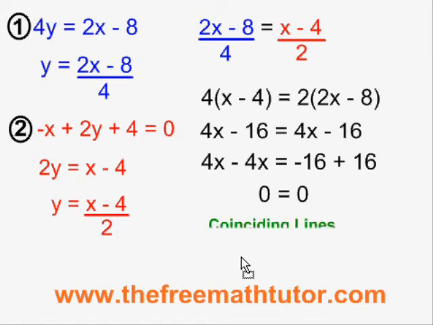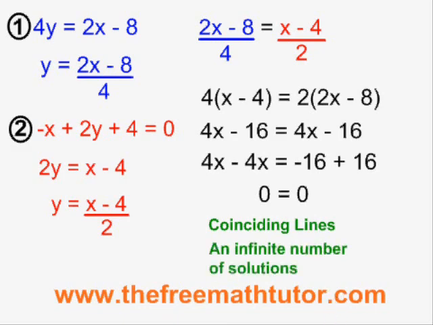And because coinciding lines share all of their points in common, and lines extend to infinity in either direction, the answer to the system of these two equations is an infinite number of solutions. They hold all of their points in common, so there are an infinite number of correct answers to this system of two equations. This is what comparison looks like when you are dealing with coinciding lines.